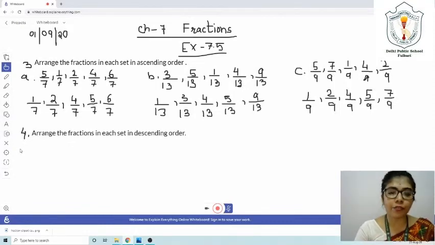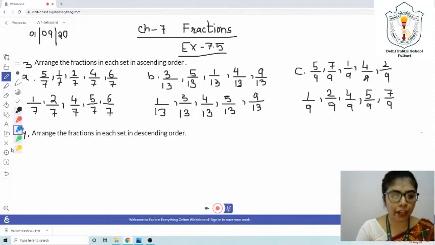So I have a question written for you, that is, arrange the fractions in each set in descending order. So I'll take a different color pen for you. Let us write with blue color. You have to write with pencil, children. I am writing it for you to make it distinguishable. Okay. So here I have is A.